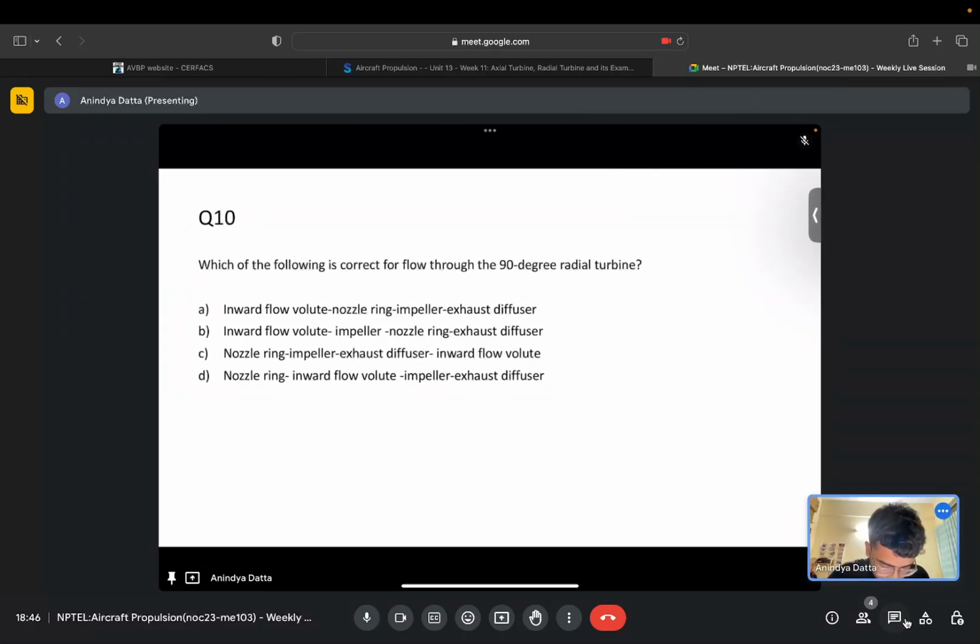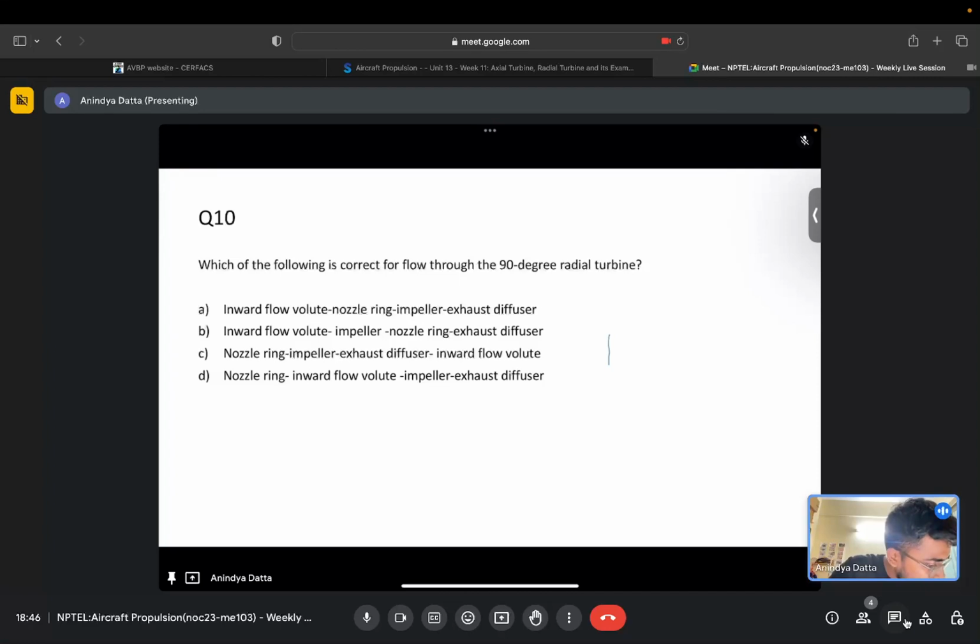Okay, let me draw the schematic of this thing again. So in radial flow turbines, the flow enters radially and then comes out axially. It's the reverse of what we have seen in centrifugal compressors. In centrifugal compressors, the flow enters axially and then turns over and exits radially. So in a radial turbine it is the opposite: the flow enters radially and comes out axially.